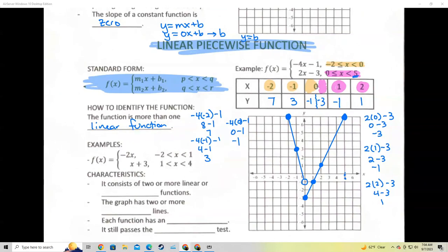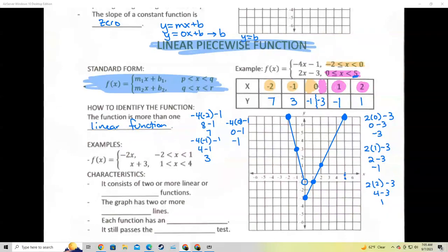So take a look at that graph. That graph is crazy looking because, again, there's 2 parts to it, right? There's the first part when your x's are between -2 and 0. And then there's the second part when your x's are between 0 and 5.